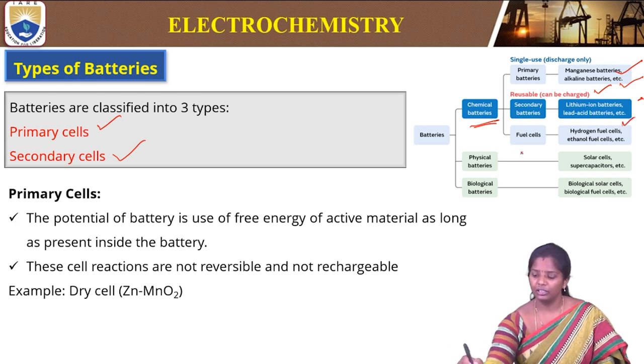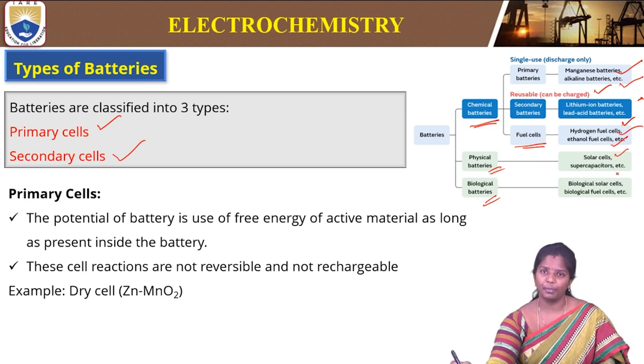The other ones are fuel cells, physical batteries and biological batteries. These are the advanced ones, wherein hydrogen fuel cells are some of the examples for fuel cells, then ethanol fuel cells. Physical cells are like solar cells, capacitors and supercapacitors. Biological cells are biological solar cells and biological fuel cells. So with this, we will go into the details of primary batteries and how they are developed.